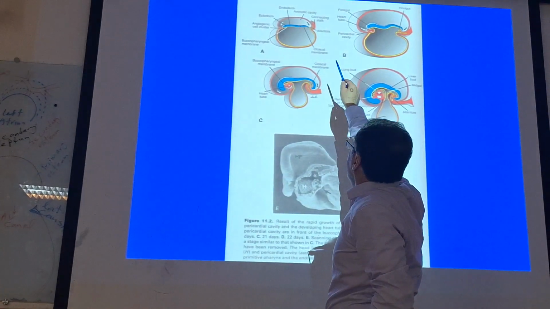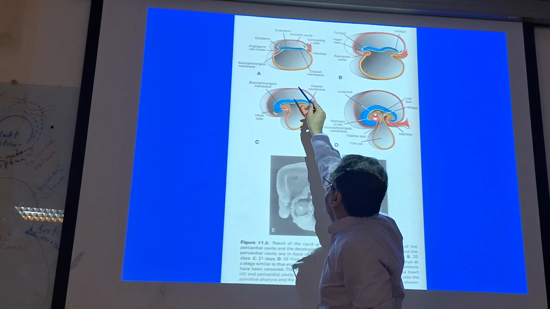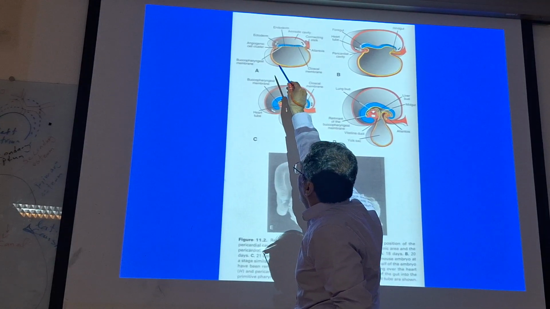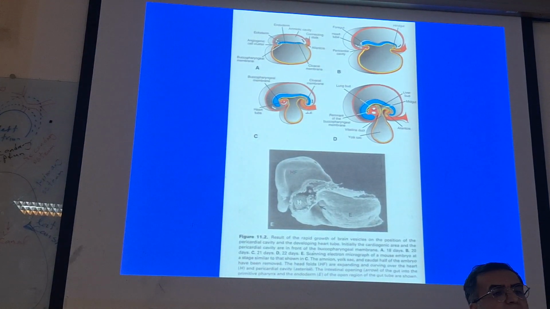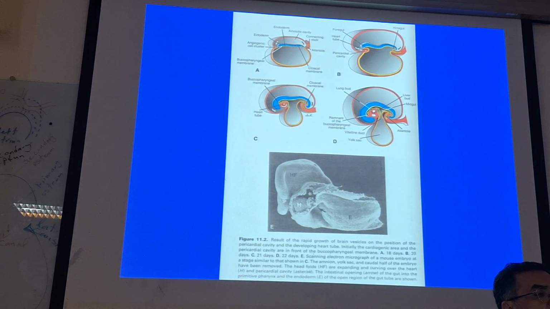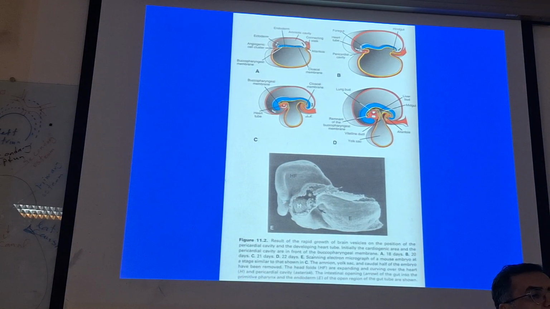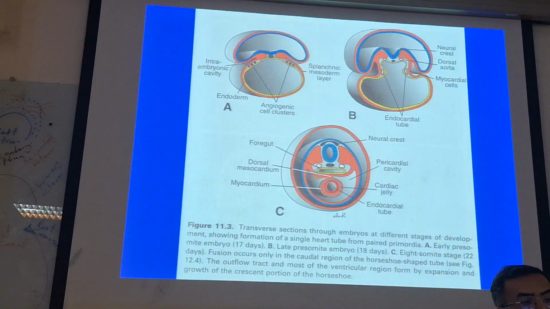This is the lateral, the cephalocaudal folding. Look at the position of the heart. This is the cephalocaudal folding, and finally the heart comes to the front of the future esophagus, as I draw for you. And this one is lateral folding.